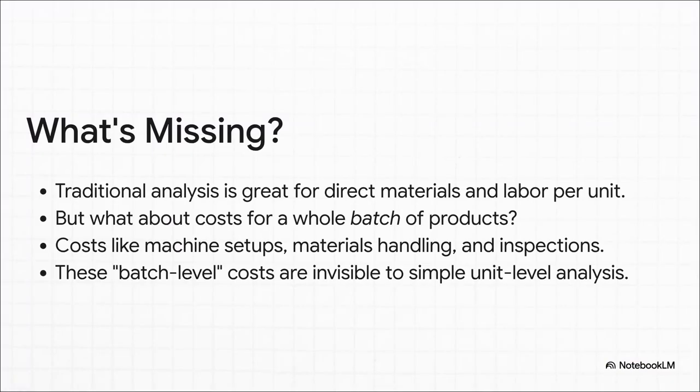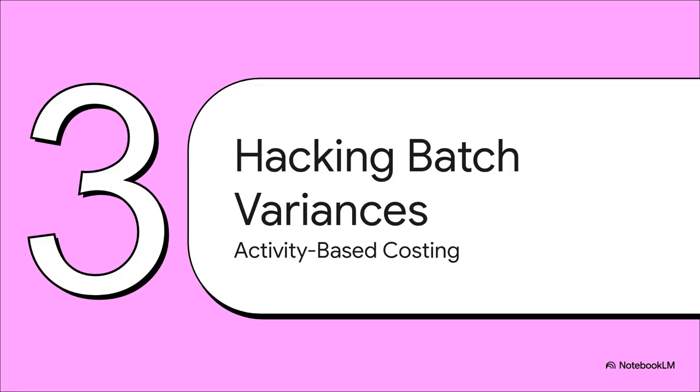Okay, here's the deal. Standard variance analysis is amazing for things you can easily count per item, like kilos of materials or hours of direct labor. But it has a huge blind spot. It completely misses these batch-level costs. Think about the cost to move a huge pallet of materials, or the time spent setting up a machine for a new production run, or even just inspecting a few samples from a batch of thousands. The traditional methods just don't see any of that. So how do we see the invisible?